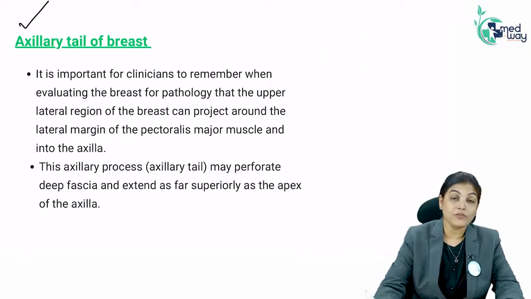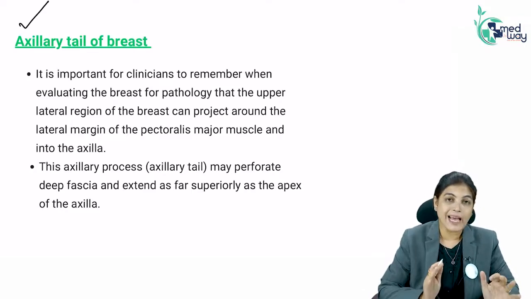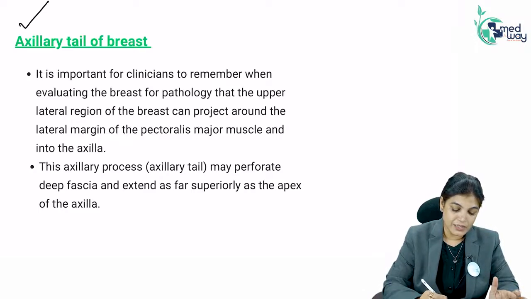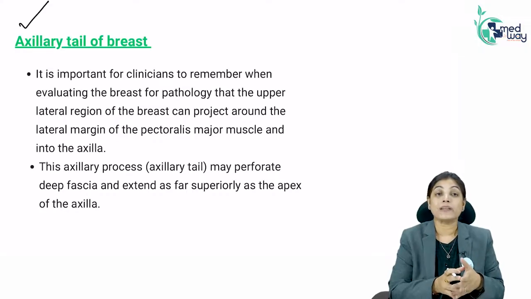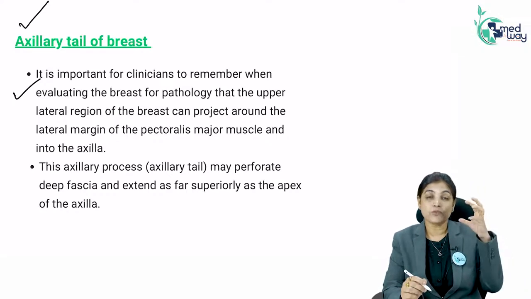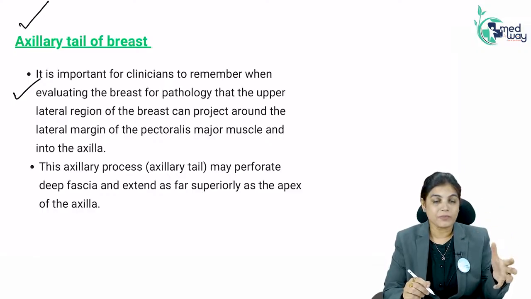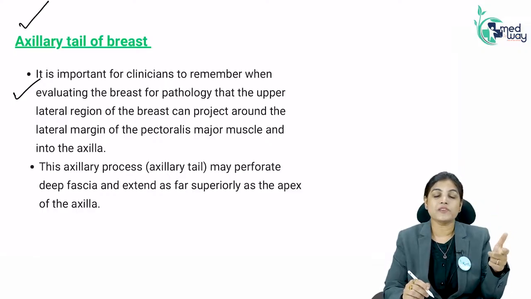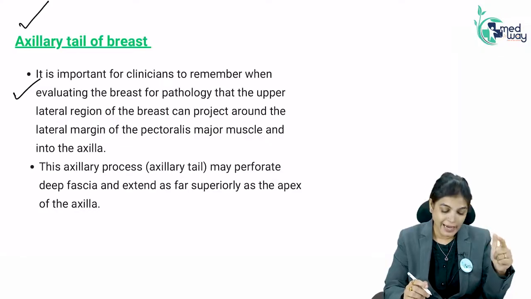So what is the importance of the axillary tail of the breast? When I am talking about the axillary tail of the breast, its clinical importance is that when we want to evaluate the pathology of the breast, in the upper lateral region of the breast there is a projection from the upper lateral quadrant, which is called the axillary tail of Spence, which passes through the foramen of Langer.